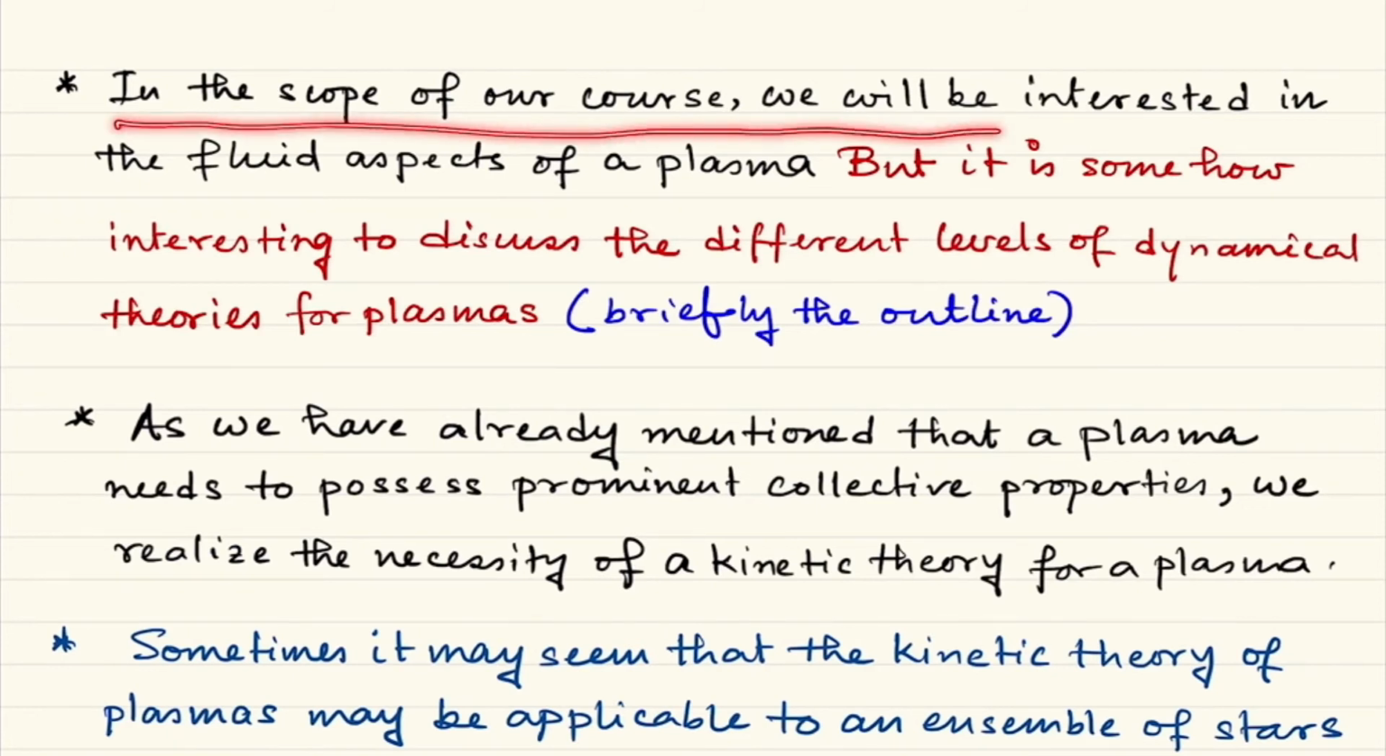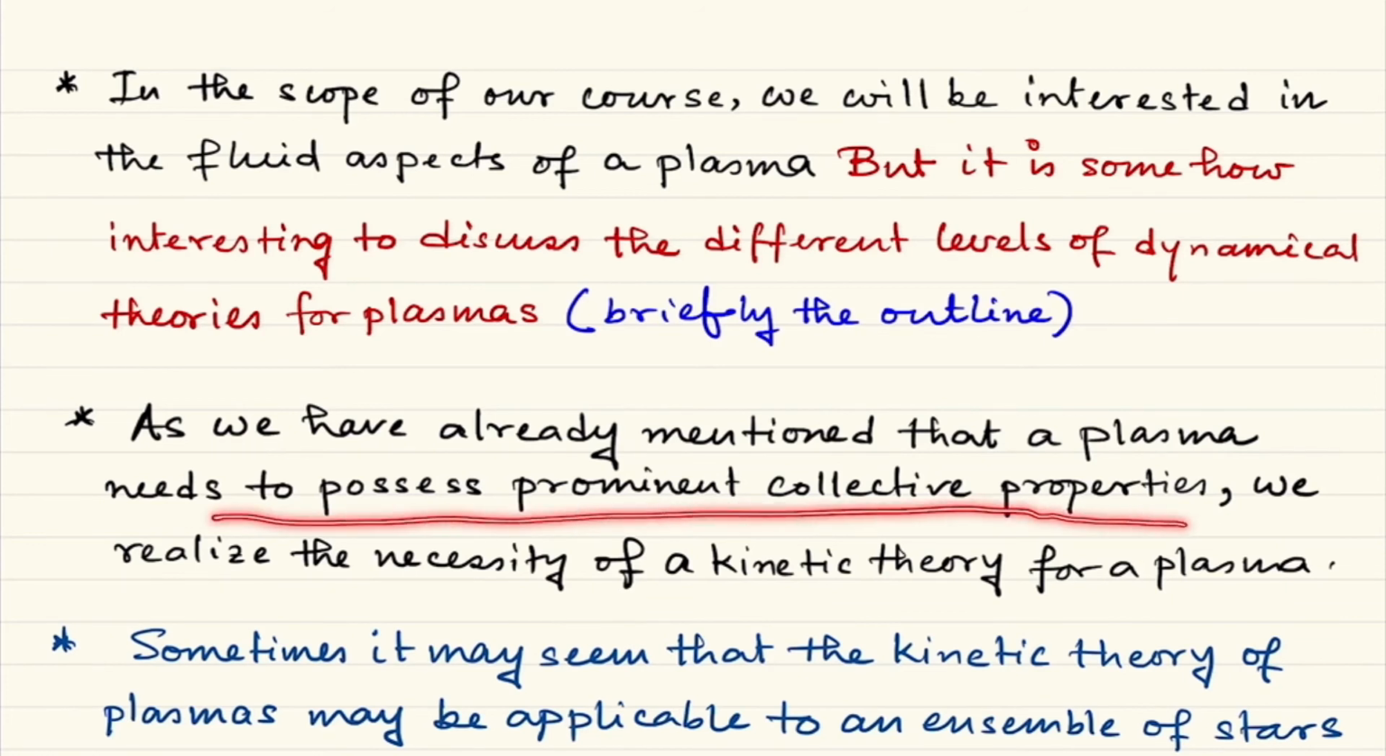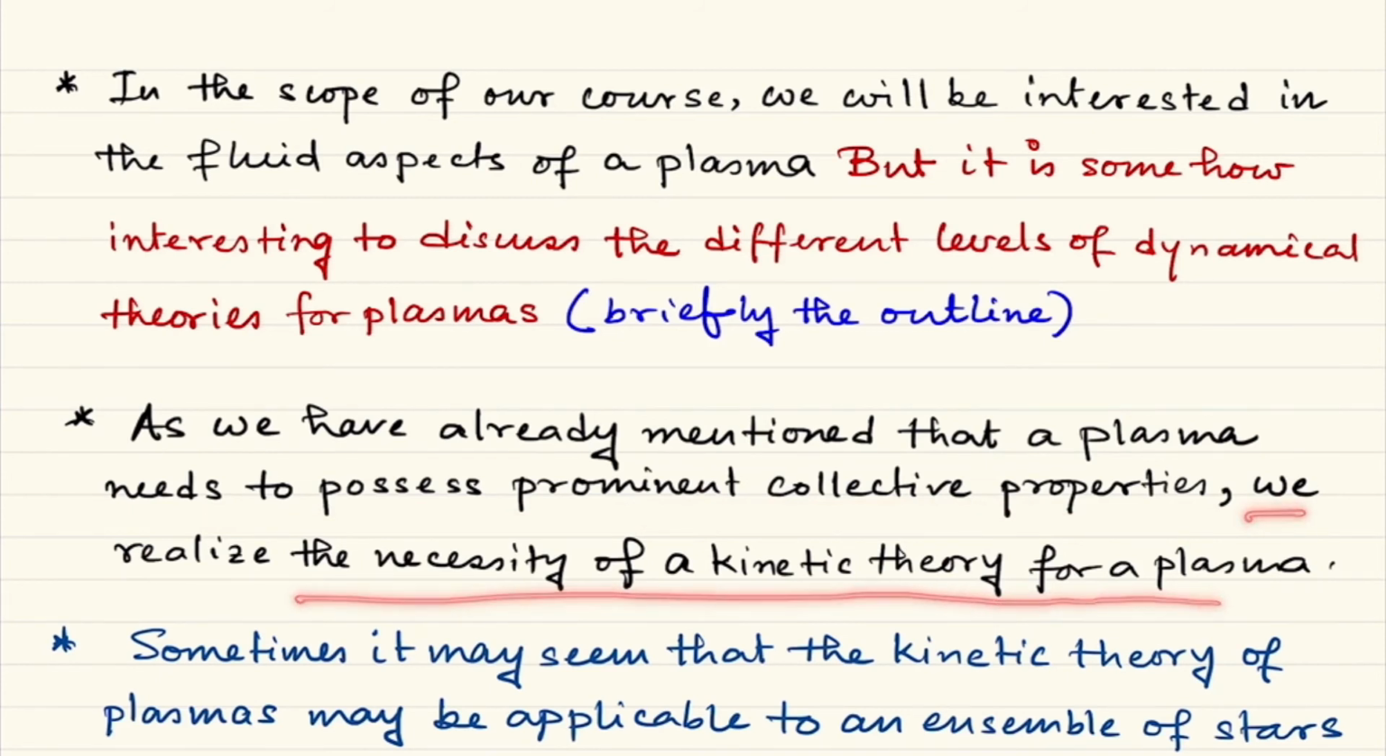Now, in the scope of our course, we will mostly be interested in the fluid aspects of a plasma, but it is interesting to discuss the different levels of dynamical theory for plasma, at least briefly in outline. So mostly the kinetic theory and the transition of the kinetic theory to continuum theory, or the theory of plasma fluids. Now just remember what I said: a plasma needs to possess prominent collective properties, and then we realize that the necessity of a kinetic theory for a plasma can never be ignored.